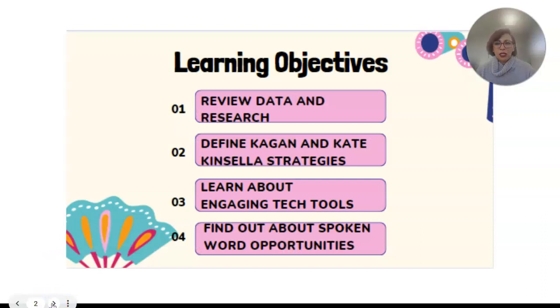All right, so these are the learning objectives that we went through. We are going to always start with some data and some research. Then we'll talk about Kagan, which is, again, a strategy that a lot of us got trained on a number of years ago, and we still love using some of these tools. We'll also talk about another set of strategies founded by Kate Kinsella, who works a lot with English learners. And then we'll talk about some tech tools that you can use in your classroom. And at the very end, I'll talk about some spoken word opportunities for some of your older students.